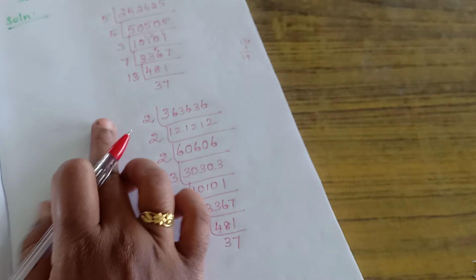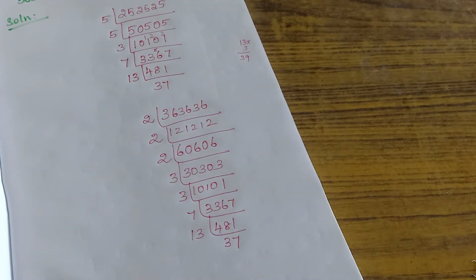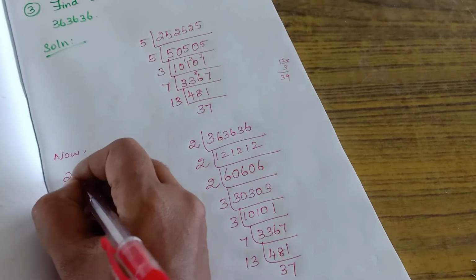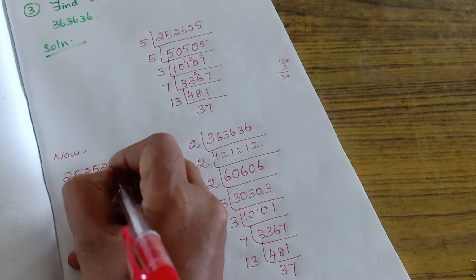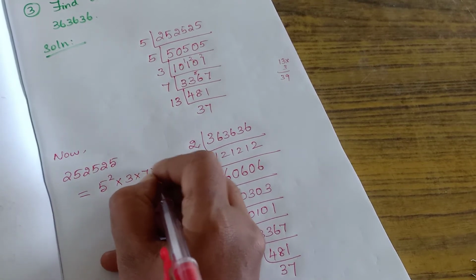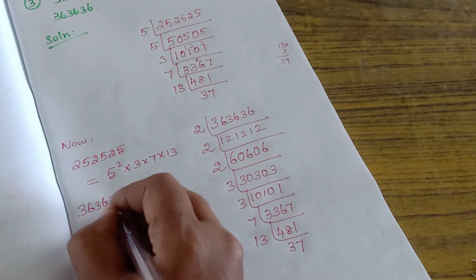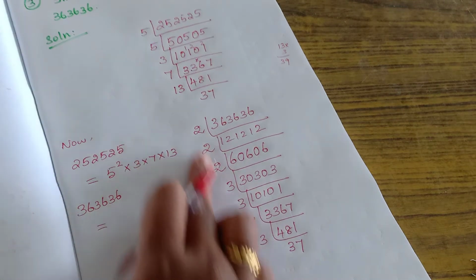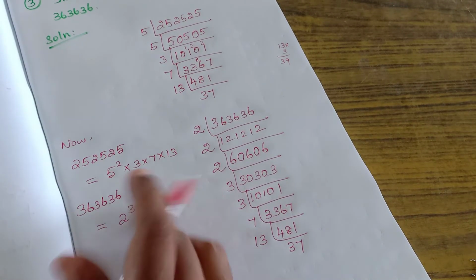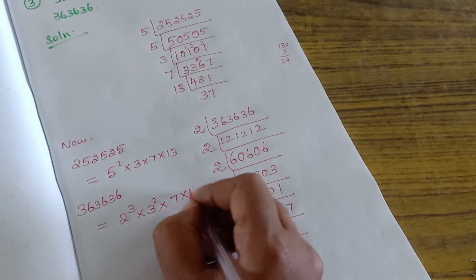By the fundamental theorem of arithmetic, you need to factorize, then write as powers of prime numbers. So now 25,25,25 is equal to 5 square into 3 into 7 into 13. Got it? 36,36,36 is equal to, 5 is not at all a multiple, 2 cube into 3 square into 7 into 13.